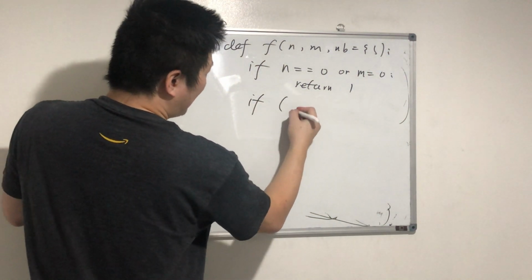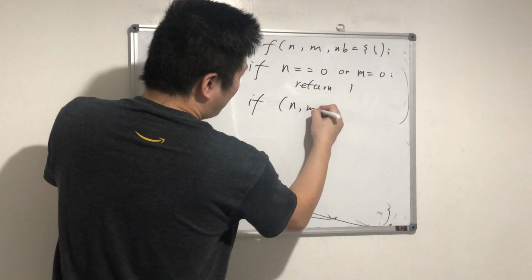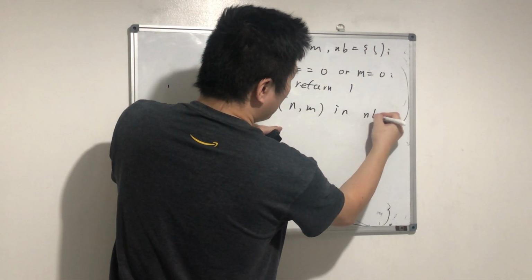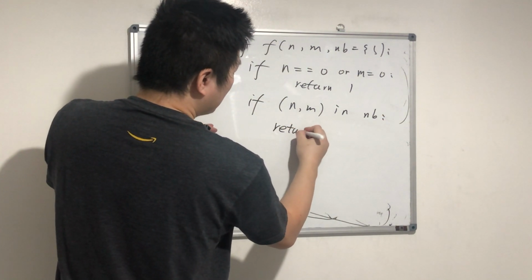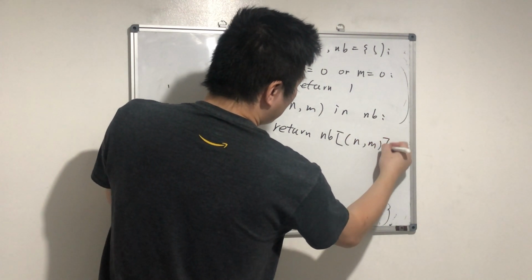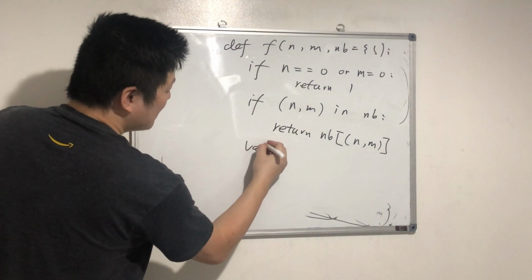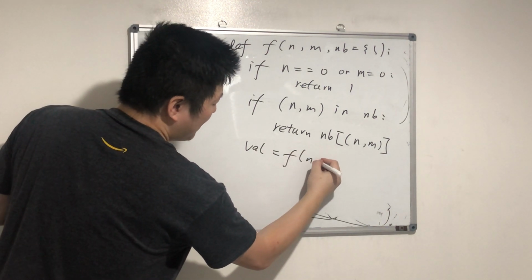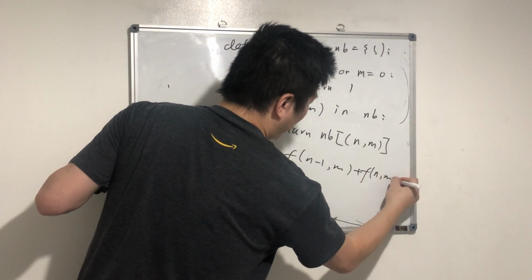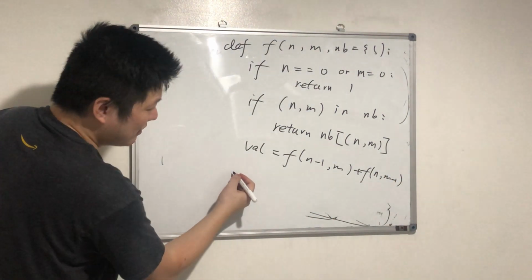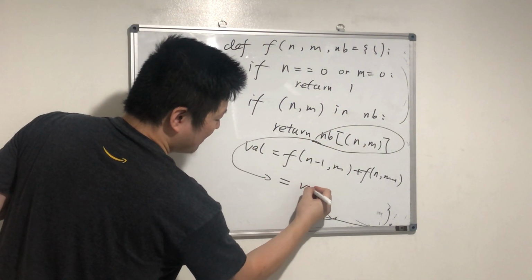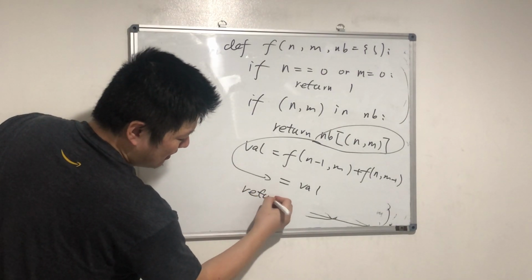If, okay, a tuple, yeah? N, M, yeah? Look, if this entry is already in notebook, return notebook N and M, right? Otherwise, the value equals F(n-1, m) plus F(n, m-1). And put it on the notebook. You just copy this, yeah? Equals value. Return what?